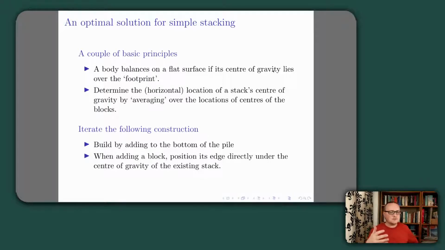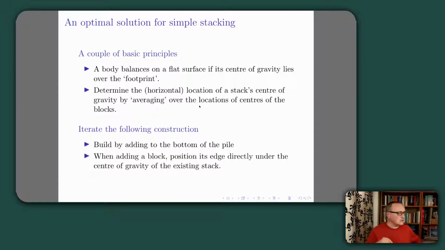A few principles from what we described there. One principle we use, which comes from physics, is that a body is going to balance on a flat surface if its center of gravity lies over the footprint. We've been using that principle repeatedly. We're going to be able to determine the horizontal location of a stack's center of gravity by averaging over the locations of the centers of the blocks, okay?